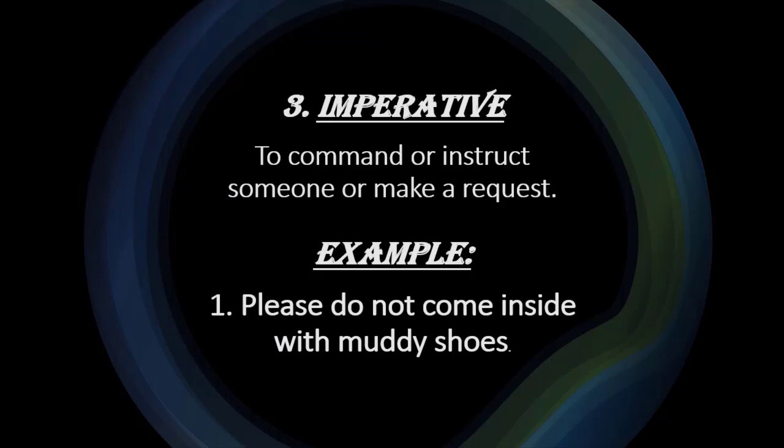Now our third type of sentence is imperative: to command or instruct someone or make a request. When we are commanding or instructing someone or making a request to someone, these types of sentences are called imperative. For example, please don't come inside with muddy shoes. Muddy means covered in mud. Another example is open the door. This sentence is when we are instructing someone to open the door, or commanding. And please don't come inside with muddy shoes is a request. I told you that when we command or instruct or make a request to someone, these types of sentences are called imperative.